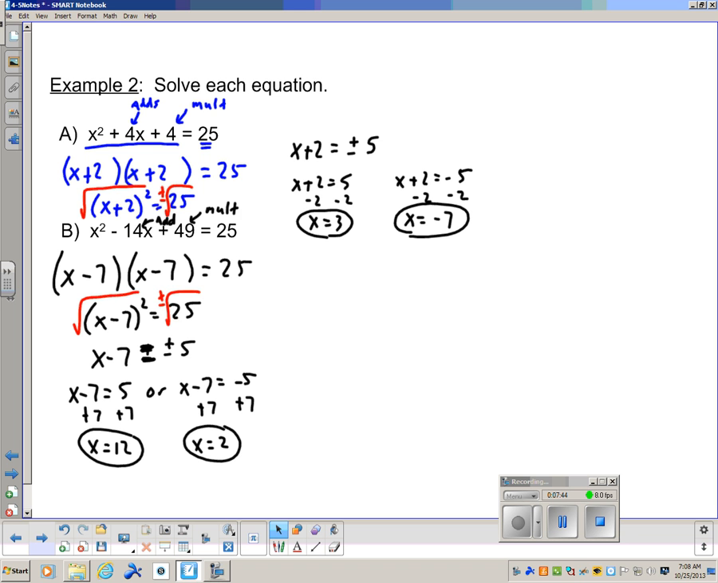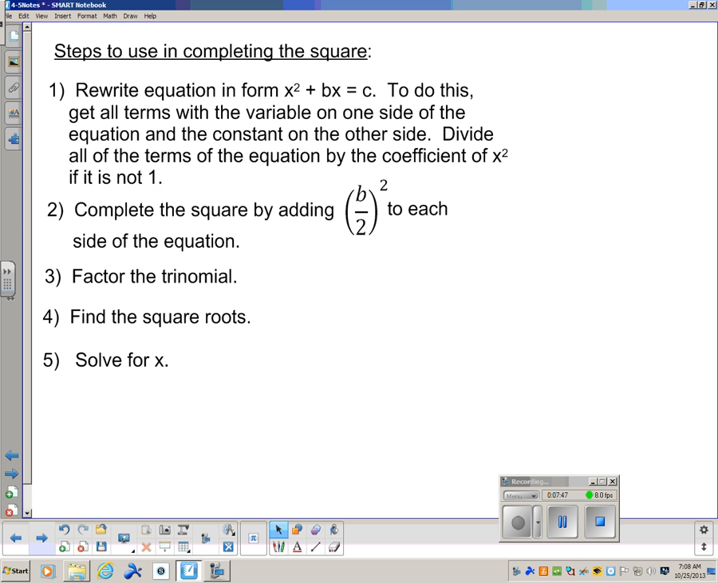I don't know if there's another one like that or not yet. Oh, so now we're going into completing the square. The steps for completing the square are also written on your note sheet at the very top. To rewrite it, you want to put it in the form x squared plus bx equals c, so you bring your c term to the other side. If there's an a term, we divide everything by whatever the a value from the x squared is.